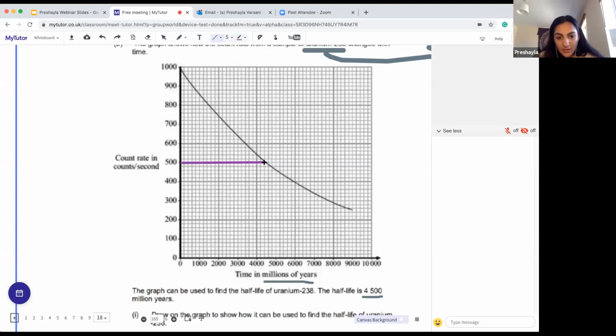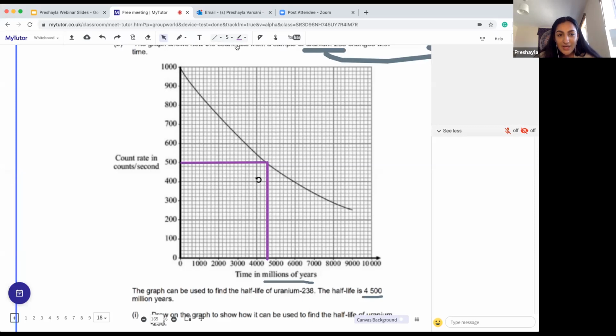And we can see that it hits the x-axis at 4,500 millions of years. So we've proved that the half-life is 4,500 million years, because that is the point at which it hits the x-axis. So again, we've taken the initial count rate and we've halved it. The time at which it is completely halved is the half-life.